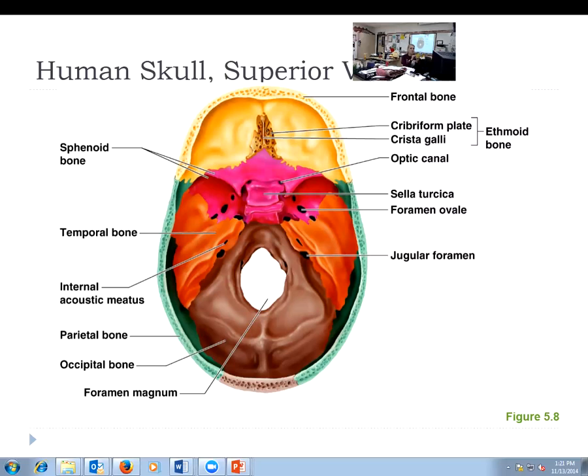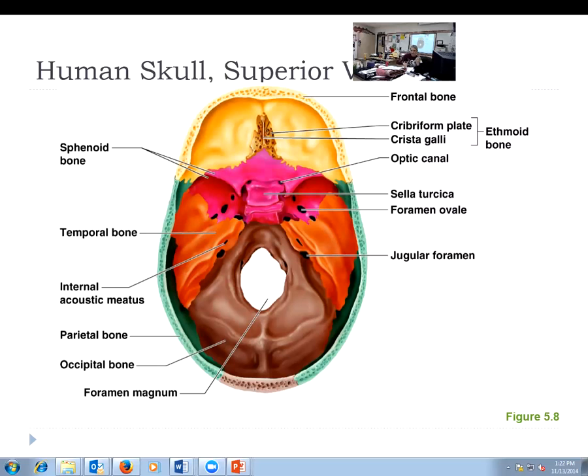Then you have the sphenoid bone. I always remember the sphenoid because it looks like a butterfly to me whenever you look at it from here. I don't know why that makes me remember it, but anyways, it looks kind of like a butterfly and it has wings. Then you got your temporal bones.